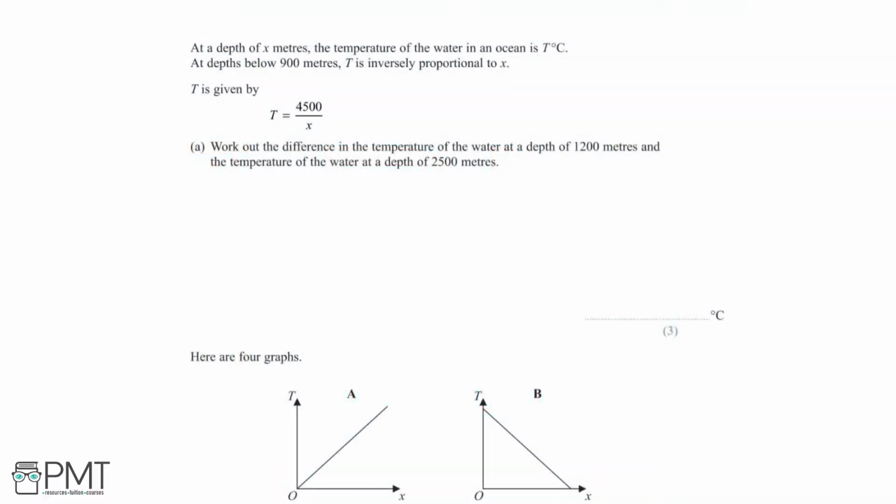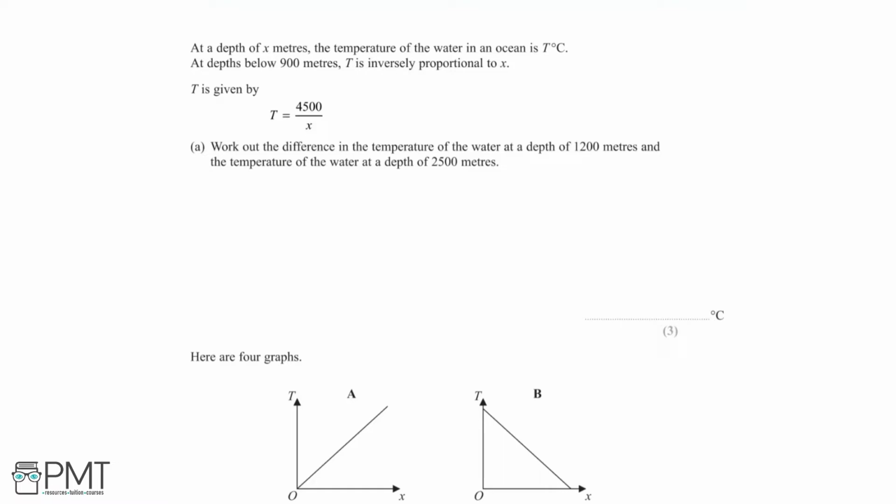In this question, we're told that at a depth of x meters, the temperature of the water in an ocean is T degrees Celsius. At depths below 900 meters, T is inversely proportional to x. T is given by the formula T is equal to 4500 over x.